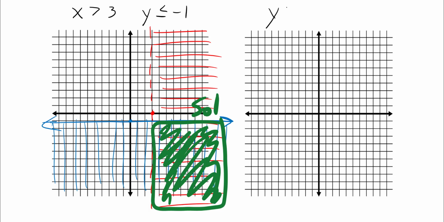Y is greater than 4. X is greater than or equal to 2. Okay, so we got greater than 4. 1, 2, 3, 4. And it's a horizontal line, and it's dotted. Okay, and I shade where? Above.